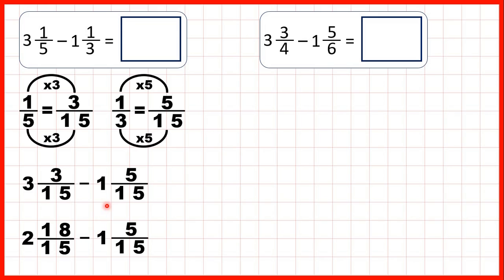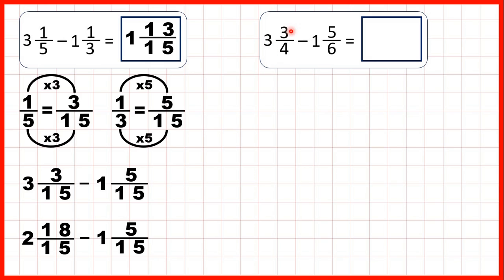But now we can subtract 1 and 5/15. If we subtract the fractions first, 18/15 minus 5/15 is 13/15, and then the whole numbers, 2 minus 1 is 1, so our answer is 1 and 13/15.